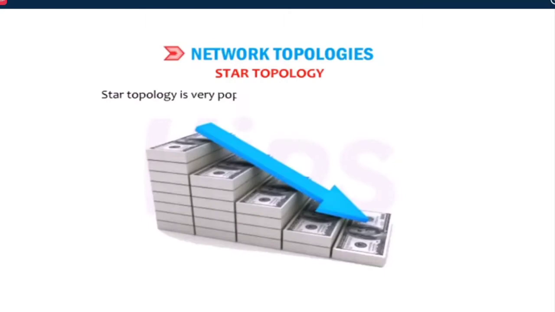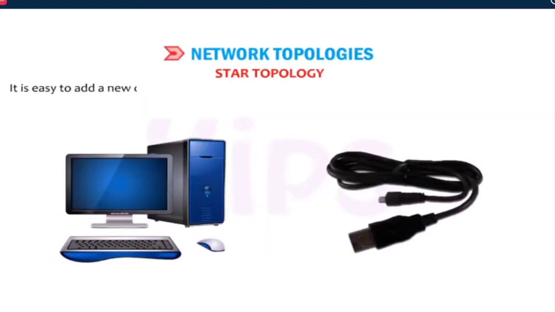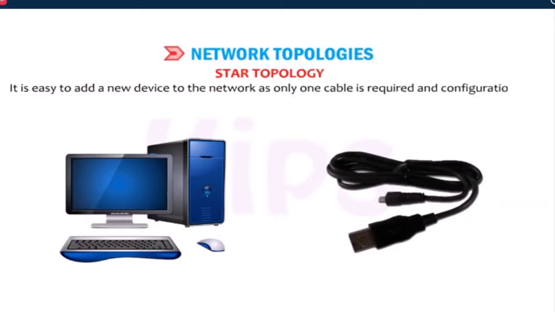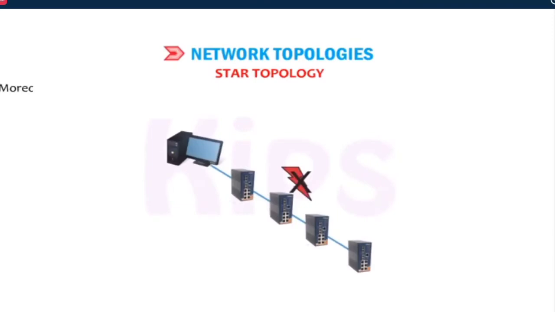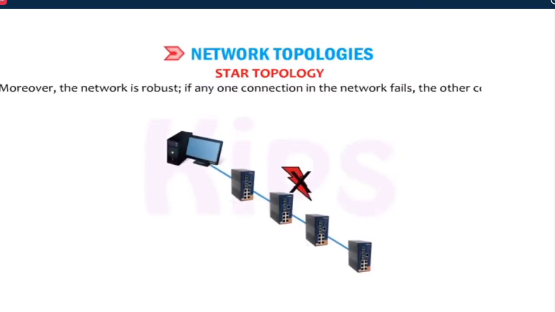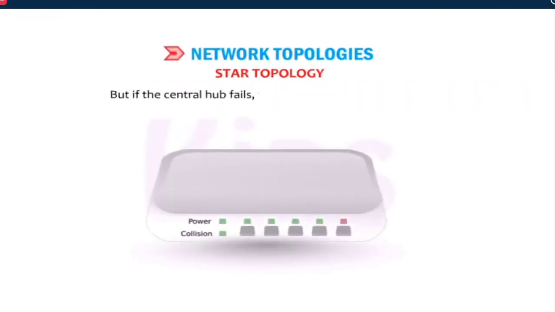Star topology is very popular because the startup cost is low. It is easy to add a new device to the network as only one cable is required and configuration is simple. Moreover, the network is robust. If any one connection in the network fails, the other connections remain intact. But if the central hub fails, the entire network goes down.